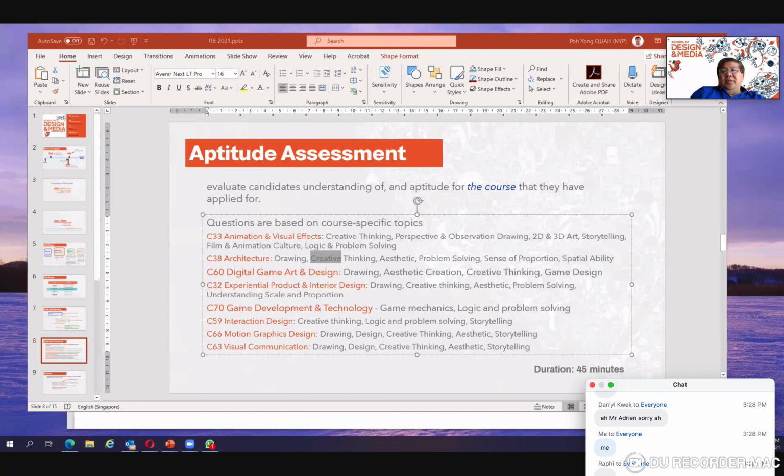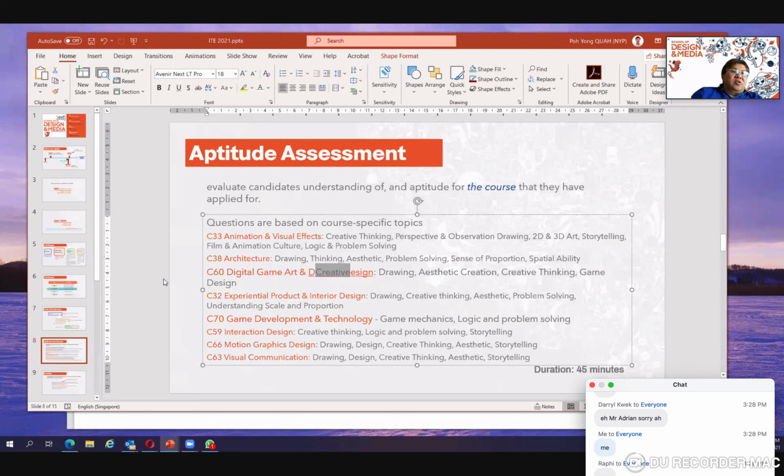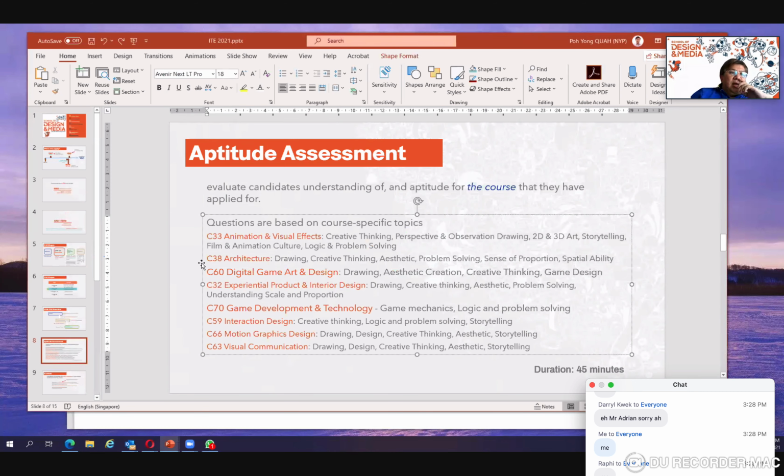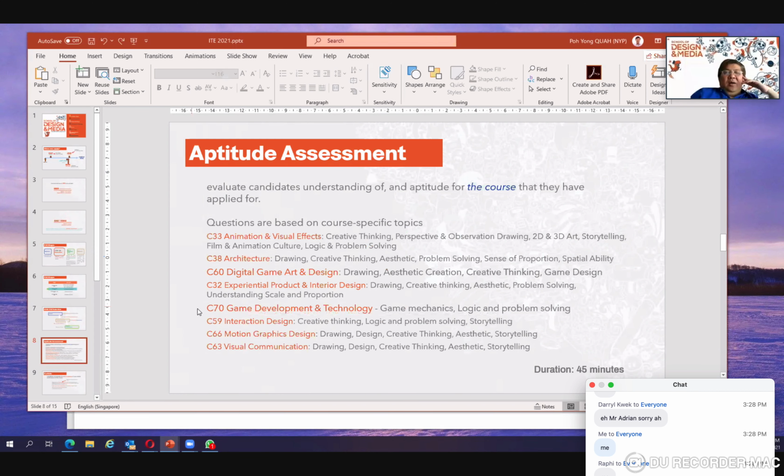Character as in alphabet, yes. Okay, aptitude test is this. For example, if you are interested in interaction design, it will test you on critical thinking, logic and problem solving, and then storytelling. This is what they will be covering inside that test. Usually we give you about 45 minutes, and usually you don't need 45 minutes, unless you're doing something very different from what you're doing now.